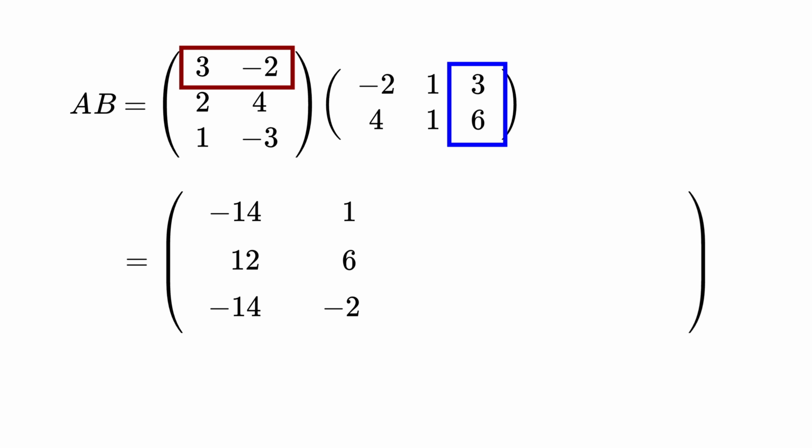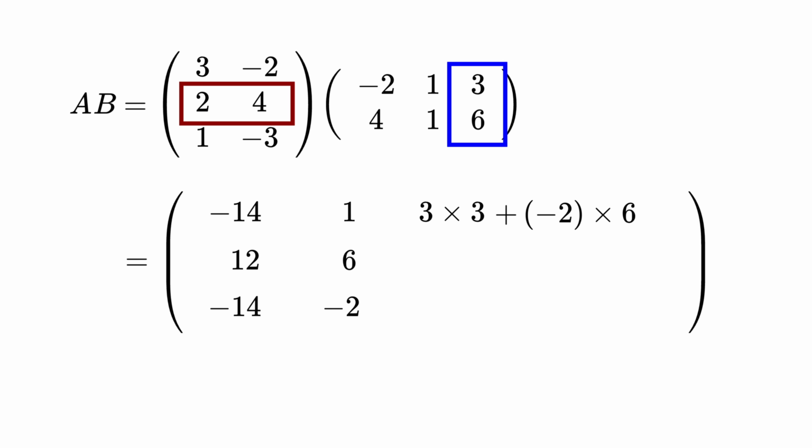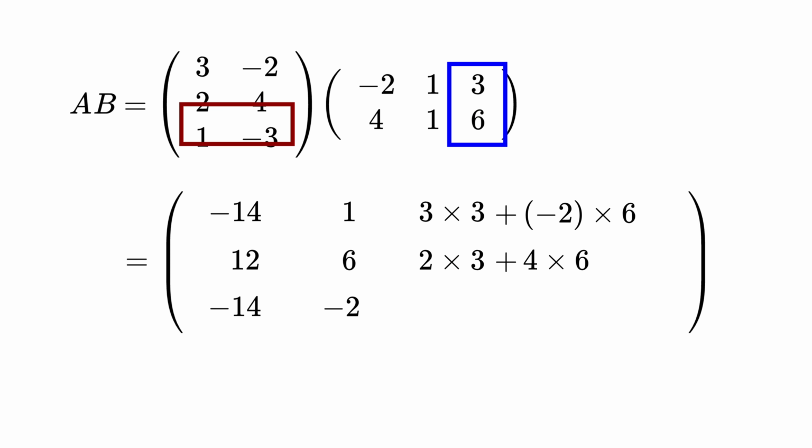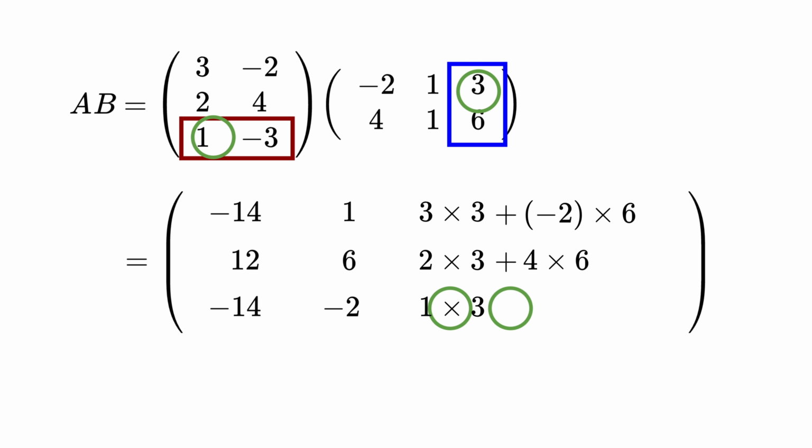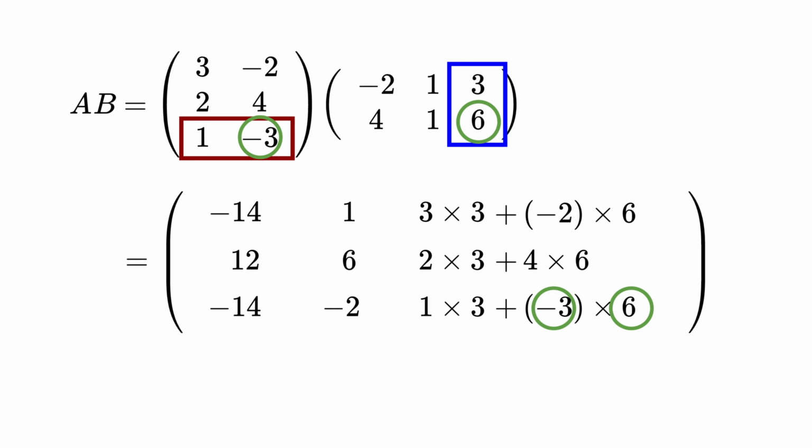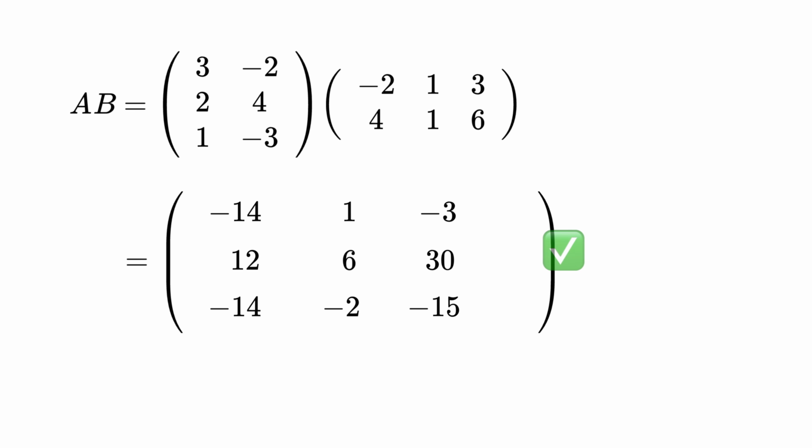start again with matrix A, the first row. So we have 3 times 3 plus -2 times 6. Then second row is 2 times 3 plus 4 times 6. Then the last row is 1 times 3 plus -3 times 6. We simplify to obtain the result.